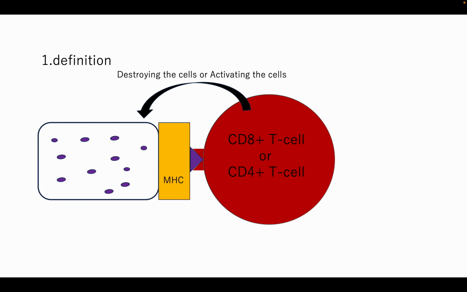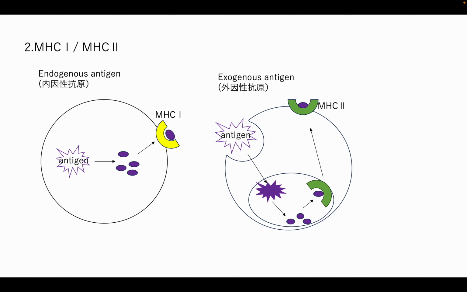It helps T cells determine whether the cell is infected by viruses, and it allows T cells to kill infected cells or activate antigen-presenting cells. Next, let's discuss MHC classes. There are two types of MHC classes, MHC class 1 and MHC class 2.